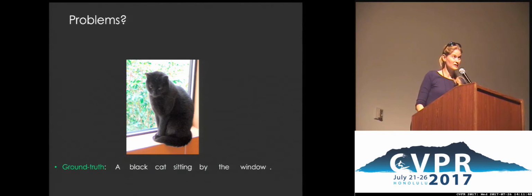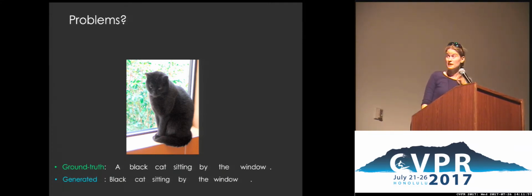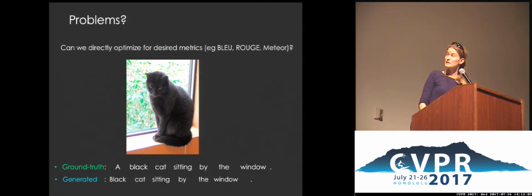Let's say that you have this image. This would be some ground truth: a black cat sitting by the window. And then maybe the generator right now thinks that this is actually a black, without an A, black cat sitting by the window, right? So basically, this is a problem, right? Because if you train this with a normal metric, which is cross entropy at each time step, which is how people are training it now, the generated sentence is completely wrong under that loss function, just because of this one word switch, right?